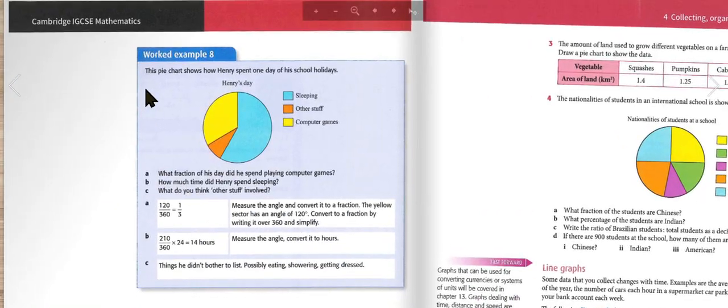This pie chart shows how Henry spent 1 day of his school holidays. Yeah, he mostly sleeps and plays computer games. And the rest he just does other stuff. What fraction of his day did he spend playing computer games? How much time did Henry spend sleeping? What do you think other stuff involved?